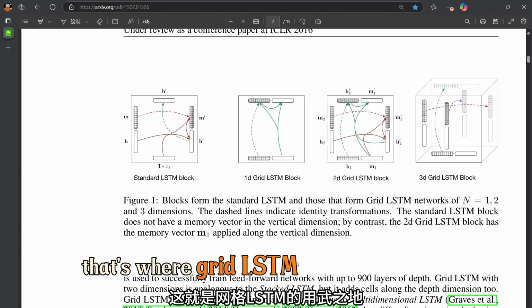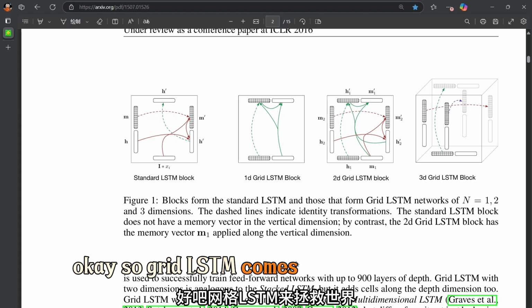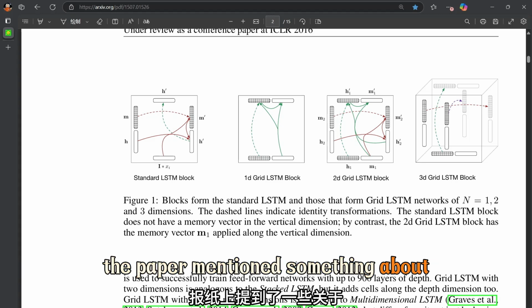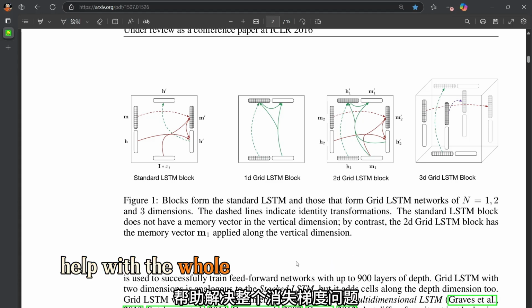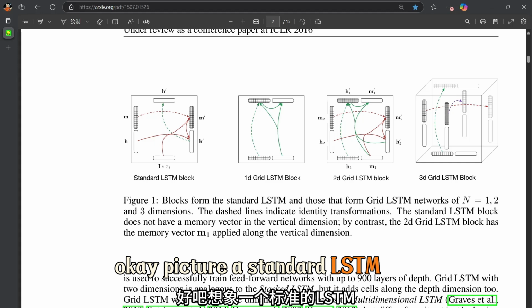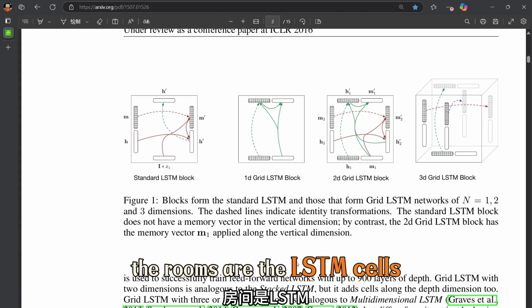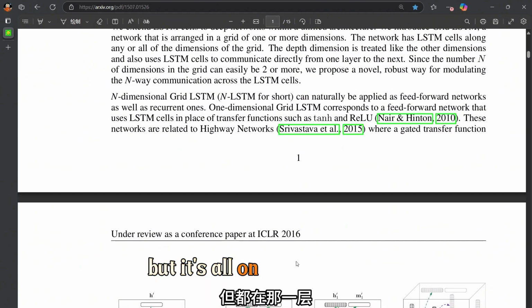That's where Grid LSTM comes in with its innovative approach. Okay, so grid LSTM comes in to save the day. The paper mentions something about extending LSTM cells into this multidimensional grid. How does that actually help with the whole vanishing gradient problem? Okay, picture a standard LSTM like a single-story building, right? The rooms are the LSTM cells. They're all connected in a row. Information goes from one room to the next, but it's all on that one floor.